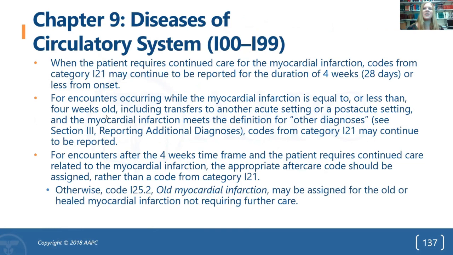When the patient requires continued care for myocardial infarctions, codes from category I21 may continue to be reported for the duration of 4 weeks or less from onset. For any encounters after that 4-week time frame, if the patient still requires continued care related to the myocardial infarction, the appropriate aftercare code should be assigned rather than a code from I21.